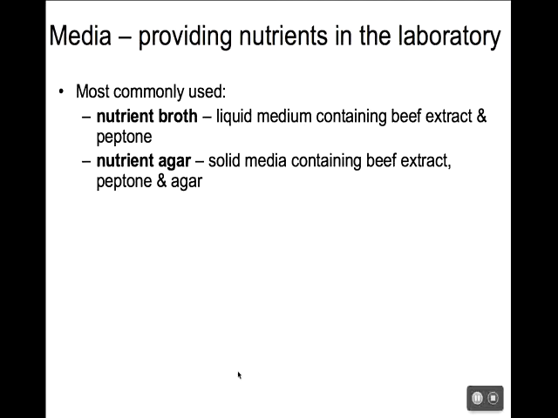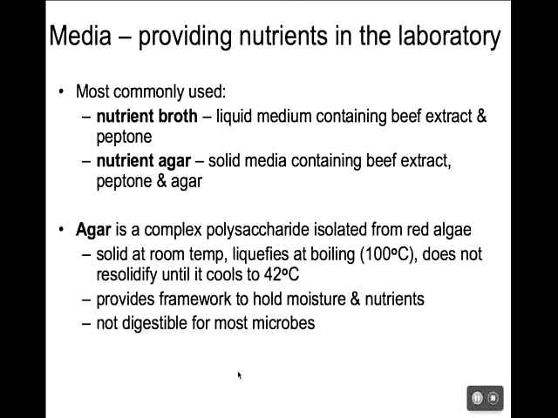Nutrient agar. Nutrient agar is a solid media that contains beef extract, peptone, and one other object, agar. It's basically nutrient broth plus agar. Let's talk about what is agar. Agar is a complex polysaccharide that's isolated from red algae. Now, complex polysaccharide, I'm talking about a sugar, but it's a very complex sugar structure, not easily broken down. So agar is this complex polysaccharide that they get from red algae. We use it as a solidifying agent in nutrient medias. We can use that agar to solidify them.